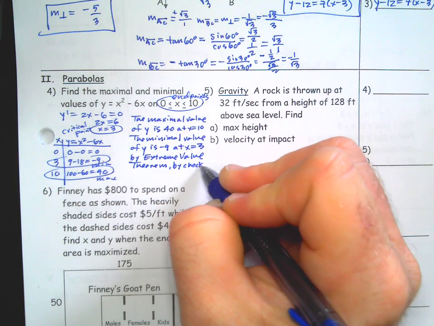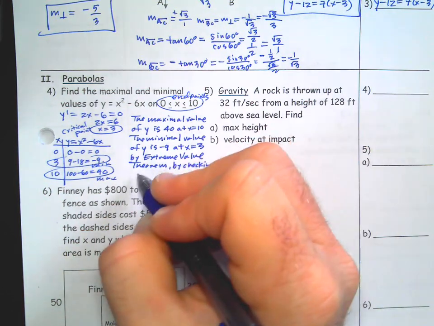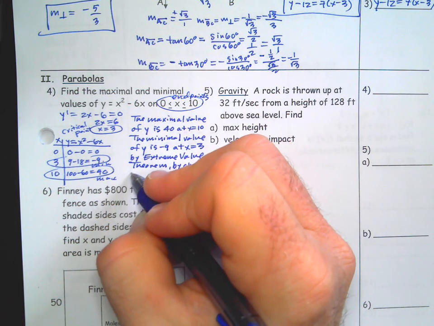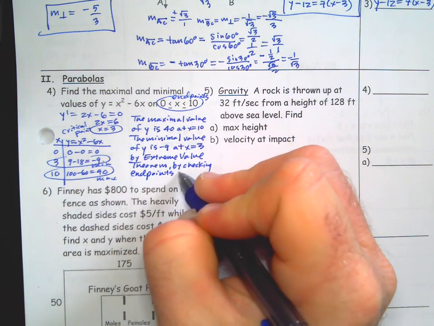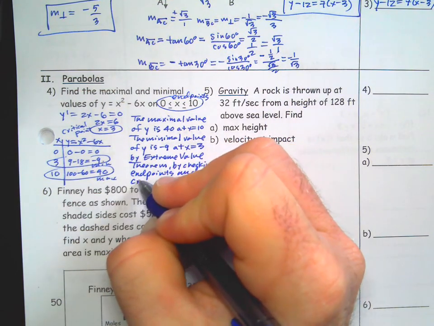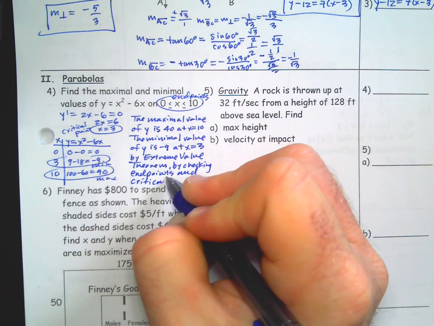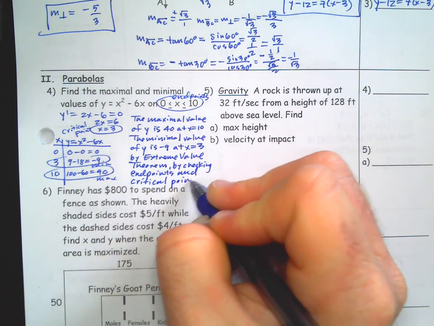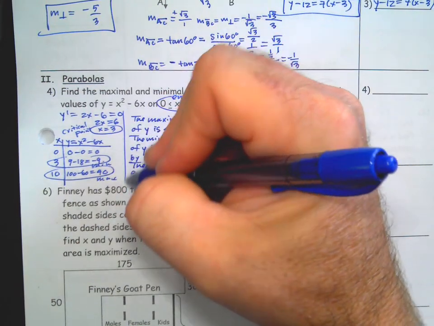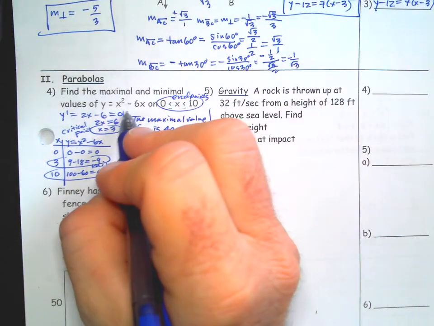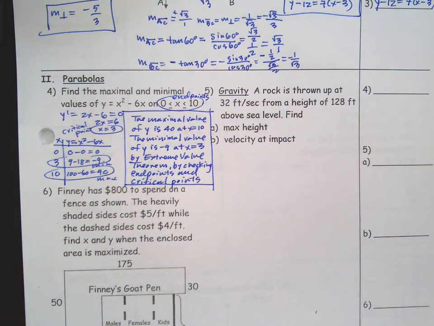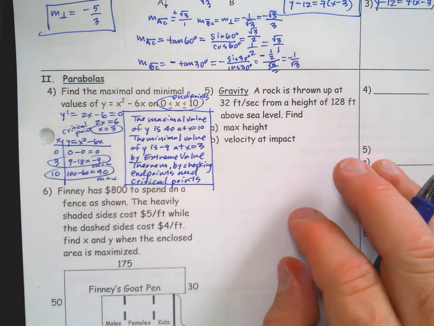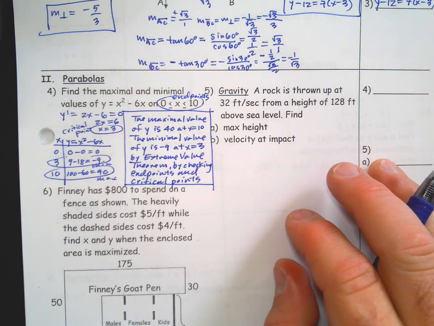I don't care if my solution's online and doesn't have this, I need it. I'm telling you right now, by checking endpoints and critical points. This is what I'm looking for. This is what you would have to do on a free response question to get full credit on the AP exam, so you might as well start practicing now. Okay, so that's the work. That's the answer and explanation.